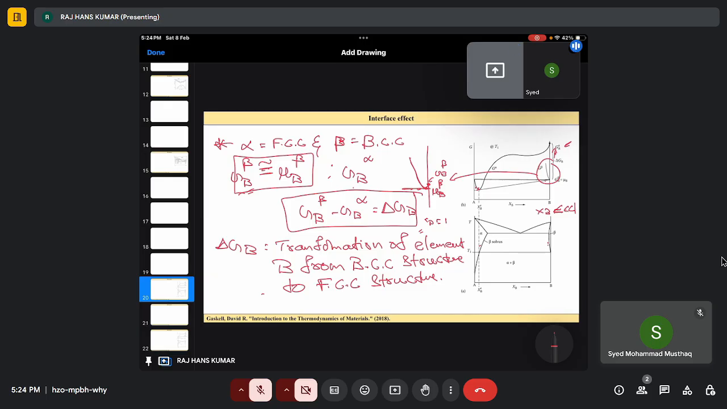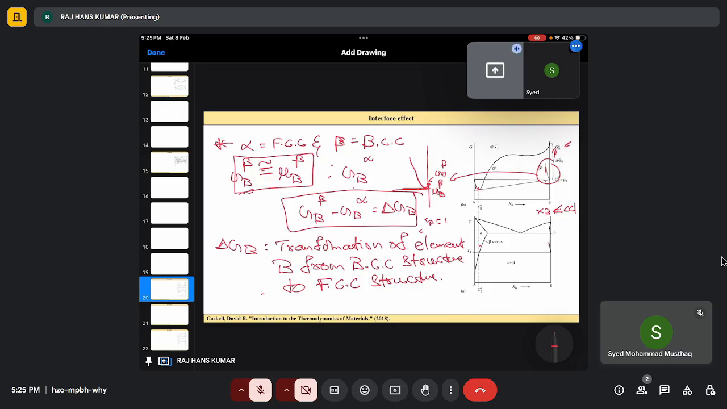Okay. So at first our basic assumption was we zoom it out. We choose that mu B equals mu B beta, so we draw a common tangent. This is my common tangent, and the common tangent touches one side. That point will give me the chemical potential of B in beta. Okay. So far so good.